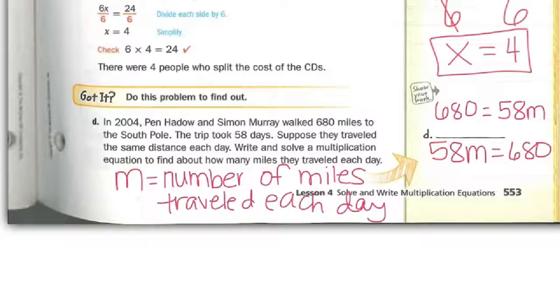You could write either expression on either side of the equation. Because it's an equation, both sides are equal, so it doesn't matter what's on what side. I'm going to erase that so we can solve this. To solve it, we're trying to get the m by itself. Again, the m means the number of miles each day, so we're going to divide both sides by 58.